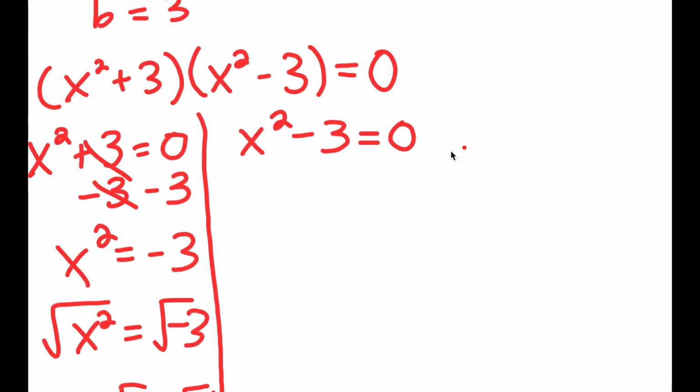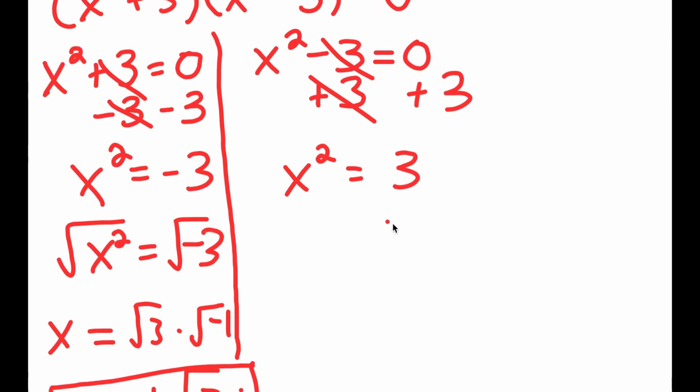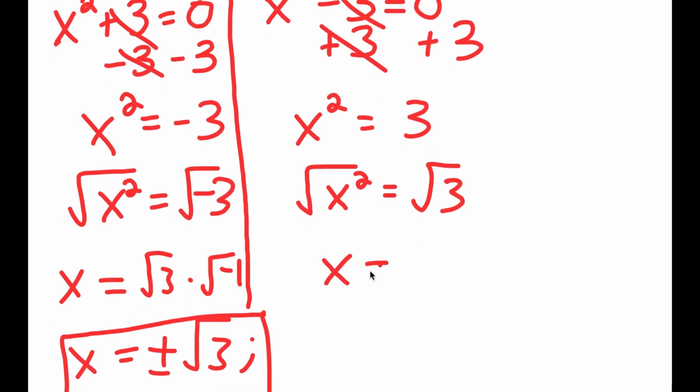Now for x squared minus 3 equals 0, this is much simpler than the other one. All I have to do is add 3 on both sides. And I get x squared is equal to 3. And now, if I take the square root on both sides, the square root of x squared is x. So I get x is equal to positive or negative square root of 3.